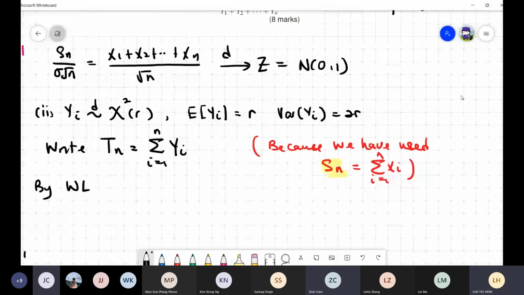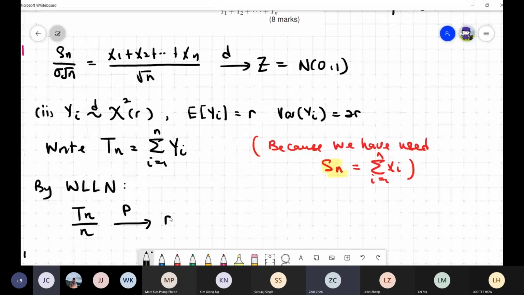Then by the weak law of large numbers, Tn over n will converge in probability to the mean. So we just need to verify it. The Yi are as given, as well as independent. Then we can have this one converge to r in probability.